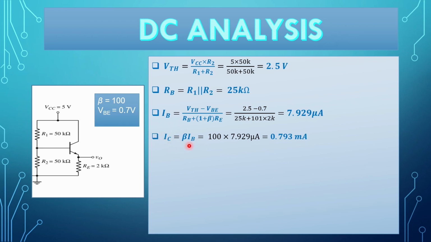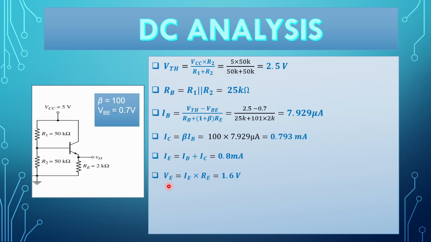Now, in calculating the IC, beta multiplied by IB will give you the value of IC. So, beta value is 100 and the IB value we have calculated above. If we multiply both, we'll get the value of 0.793 milliampere. So IE value is given as IB plus IC. So the value is 0.8 milliampere.